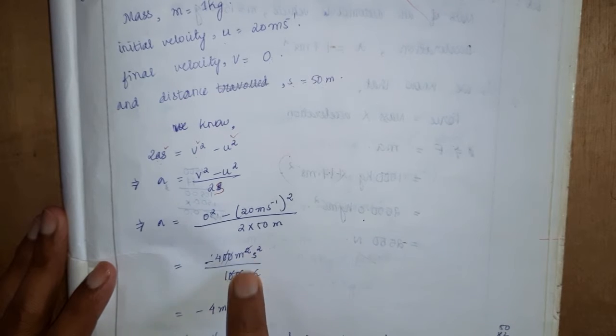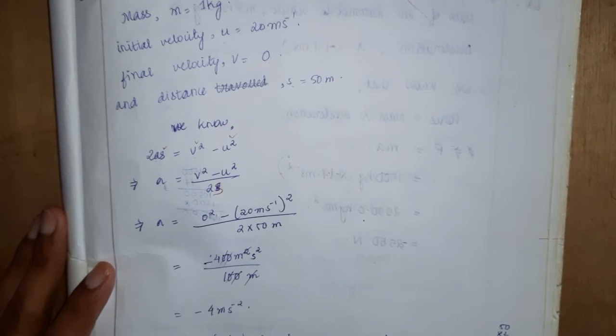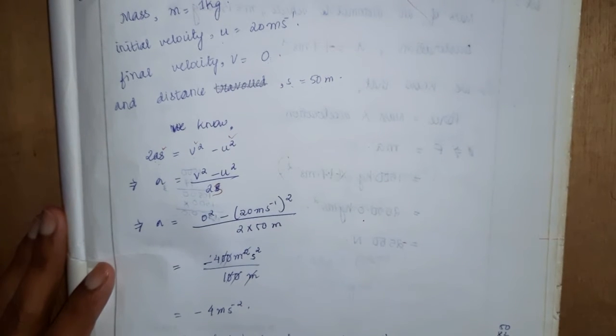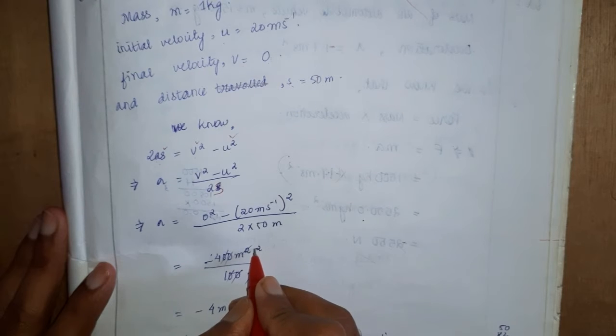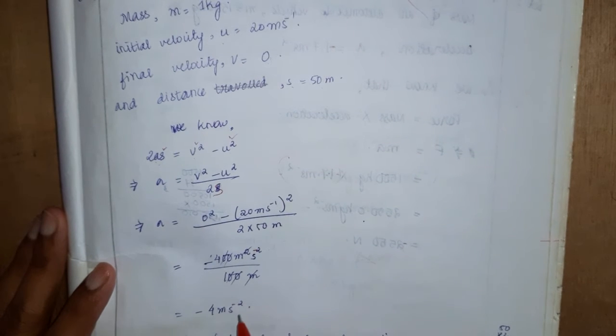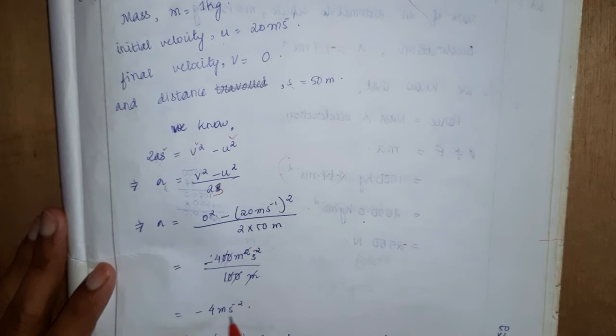Here meter and meter cancel, s square remains. Sorry, here it is minus 2. Okay, minus 2. So second inverse 2, and meter, so meter second inverse 2.